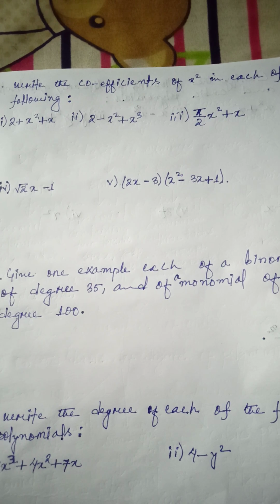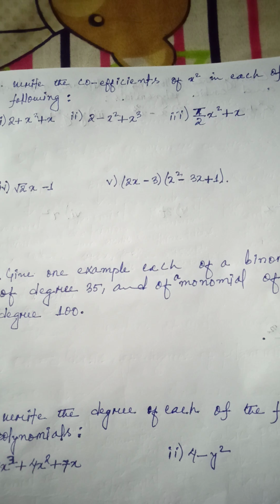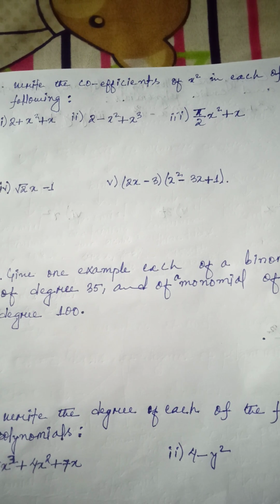At first, we can see that in Roman number 1 we are given 2 plus x squared plus x, and in Roman number 2 we are given 2 minus x squared plus x cubed. In Roman number 3, it is pi by 2 x squared plus x. In Roman number 4, we are given root 2x minus 1. And in Roman number 5, we are given (2x minus root 2)(x squared minus 3x plus 1). All these 5 Roman numbers are the questions that are given to us.